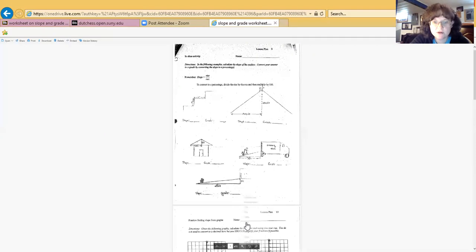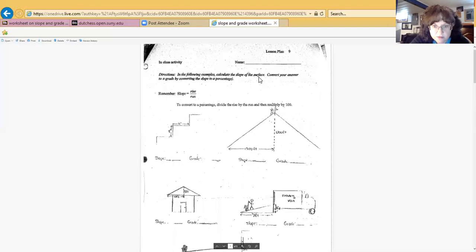I just want to zoom in a little more. Here we go. The directions say, in the following examples, calculate the slope of the surface. Convert your answer to a grade by converting the slope to a percentage. So before we do that, we need to talk about slope.